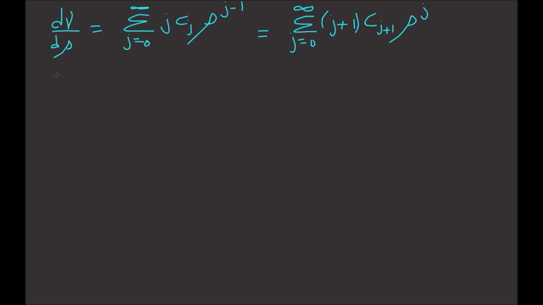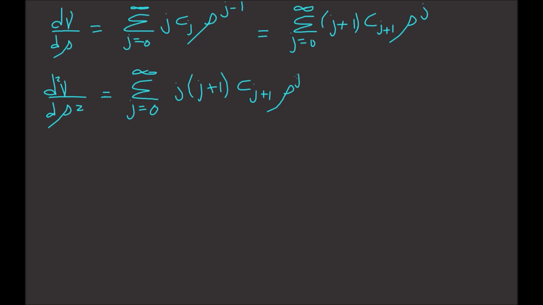Taking another rho derivative of nu, we have the second derivative of nu with respect to rho equals the sum, when j starts from 0 to infinity, of j times j plus 1 times c sub j plus 1 times rho to the j minus 1.